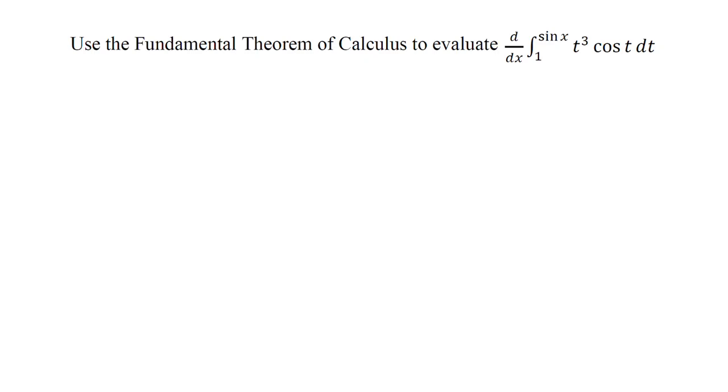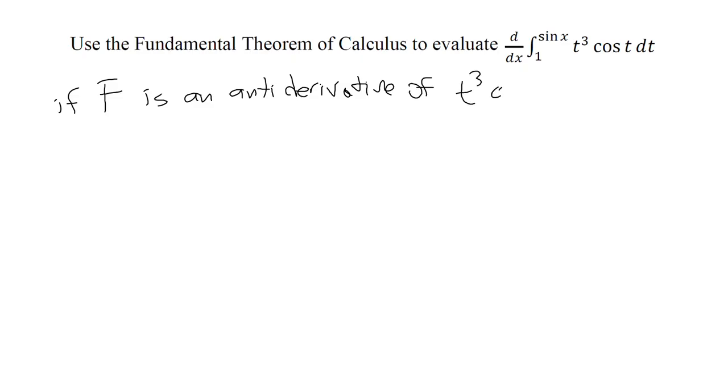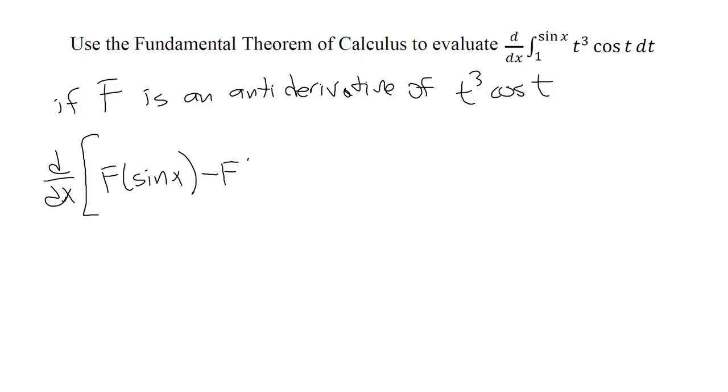All right, for our next one, again, this is a constant to a function. We'll do the same process. If capital F is an antiderivative of t cubed cosine t, then this becomes the derivative with respect to x of capital F of sine x minus capital F of 1. Again, capital F of 1 is a constant.